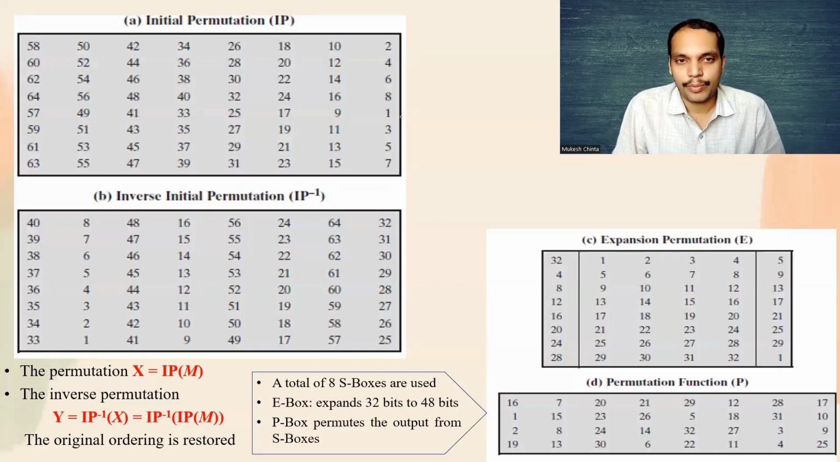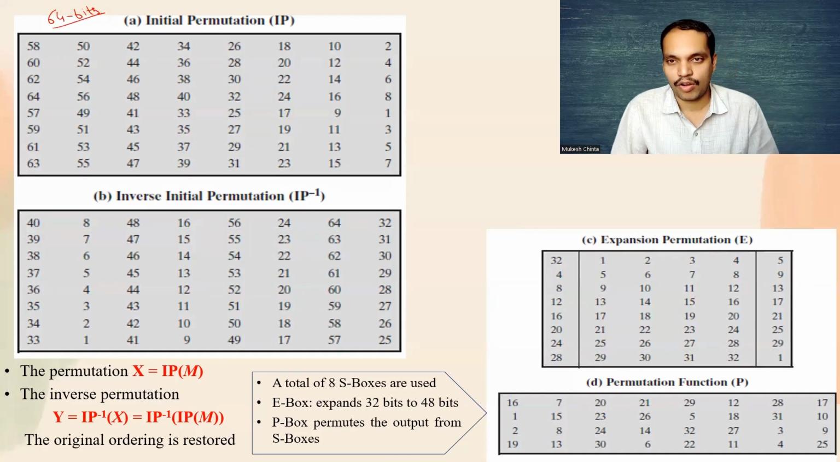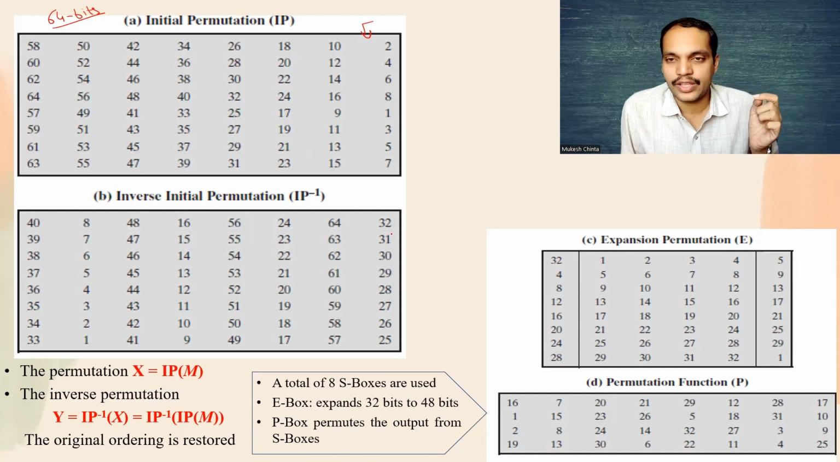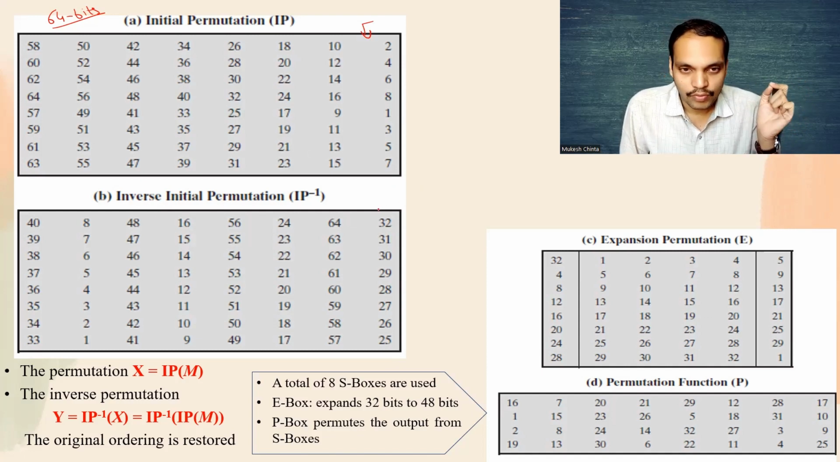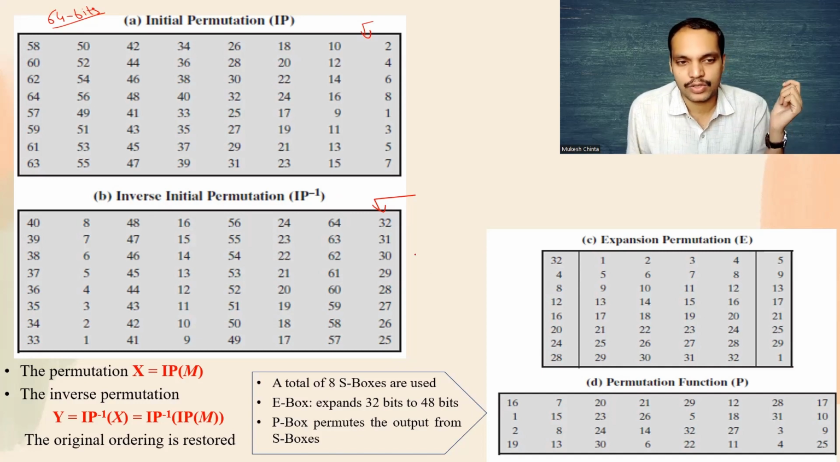This is the initial permutation. So the entire 64-bit block of your plain text is rearranged in this order. This is the order of rearrangement. Towards the end, I also told you that there is an inverse IP. Once the 16 rounds of processing are done and you perform a swap of the 32 bits, you perform this IP inverse. You rearrange the bits once again in this order.